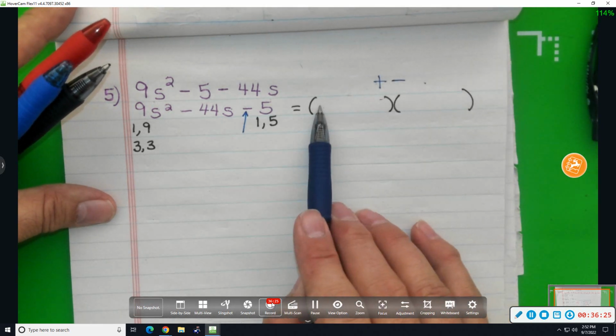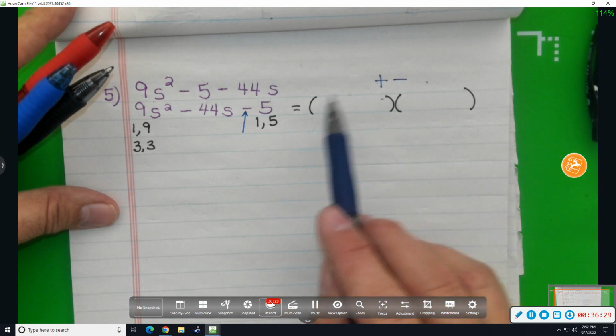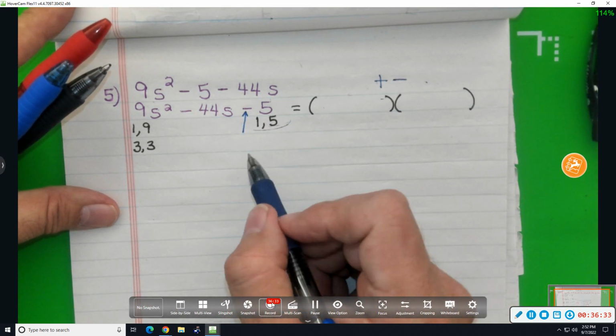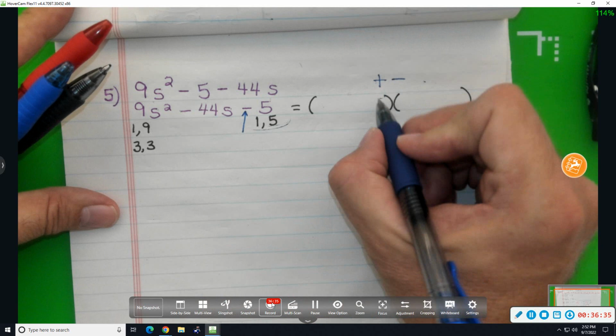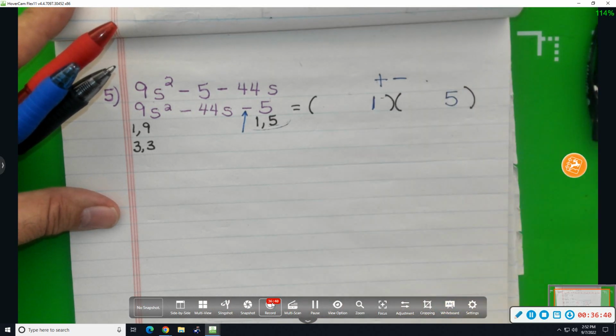Normally, I put in the first numbers here and here first, but on this one, since the only possibility for 5 is 1 and 5, let's fill that in. 1 and 5.